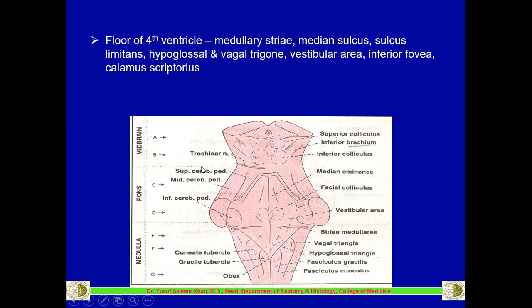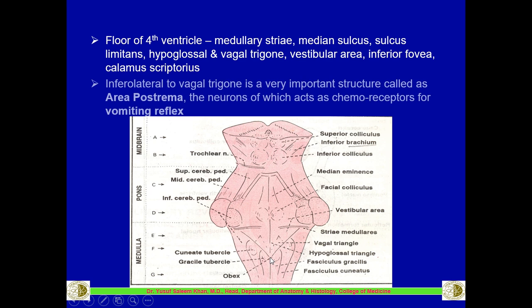And the inferior fovea, as well as the lowermost part of this fourth ventricle, which is called the calamus scriptorius, because it looks like the nib of an ink pen, with this V-shaped lower part through which we can write. So this is called the calamus scriptorius, and the lowermost point is called the obex.